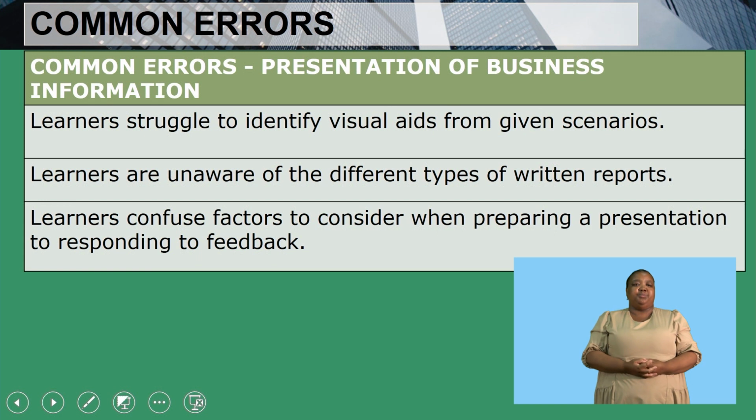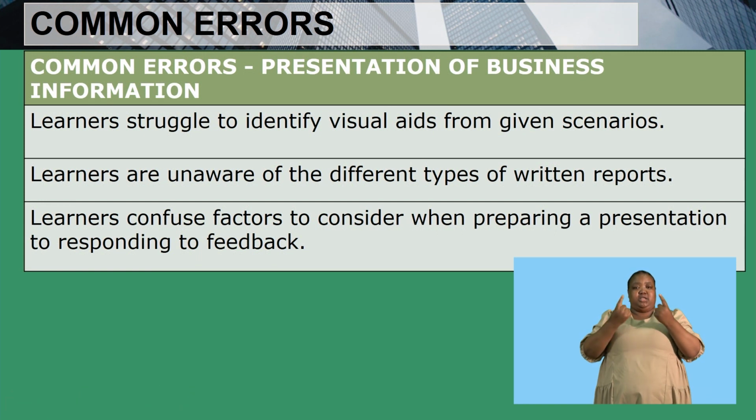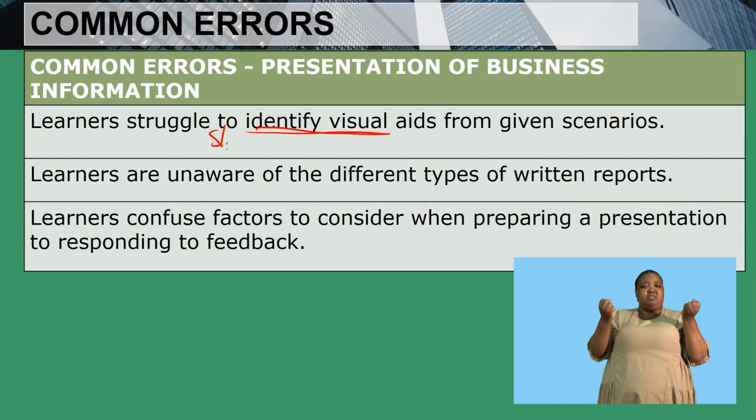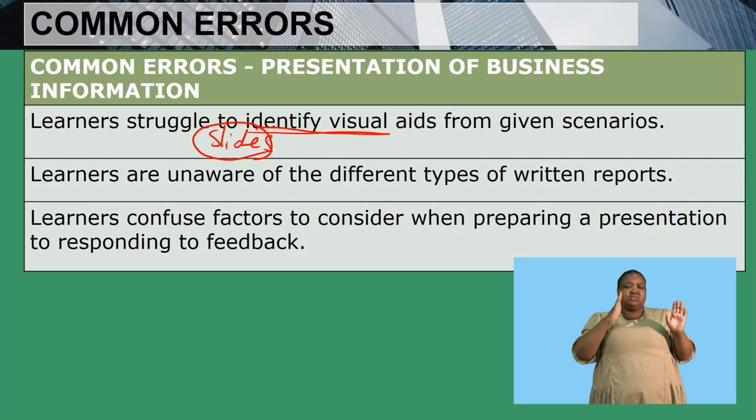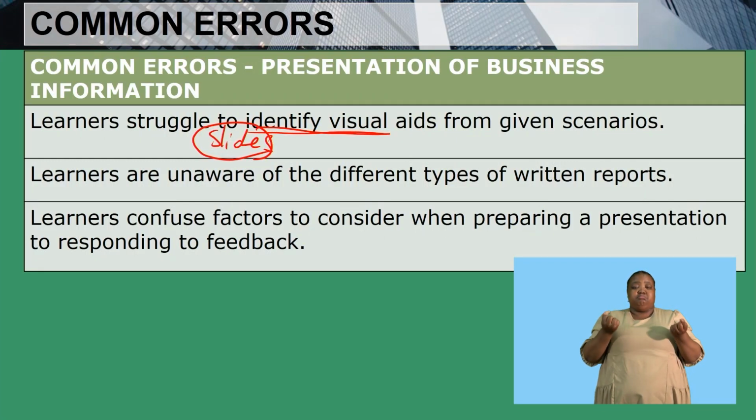Now let's look at the common errors that you might have when you are dealing with this topic. You might struggle to identify the visual aids from the given scenarios. For you to do this, you must be able to know what each visual aid is, and also look at the keywords in the scenarios that are given. So for instance, if I am talking about slides, then you must know that, oh, this visual aid might be a smartboard.